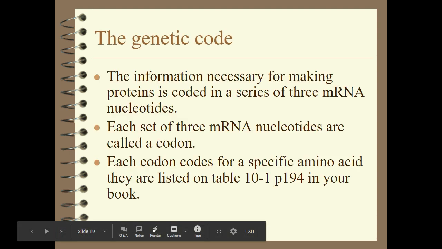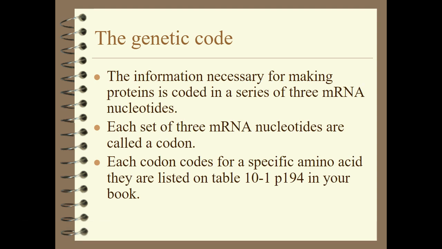So the genetic code is what is in our DNA and is transferred on messenger RNA. The set of three messenger RNA nucleotides is called a codon. Each codon codes for a specific amino acid.